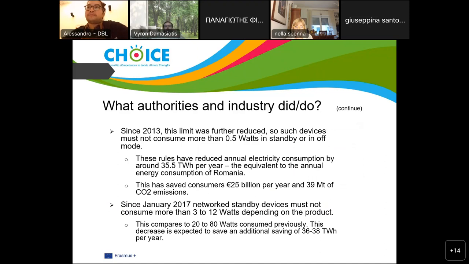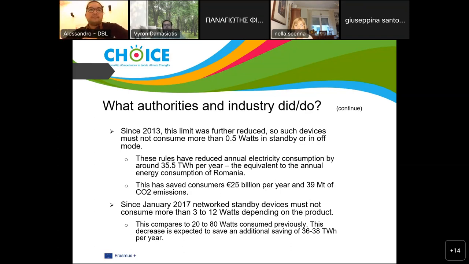Since 2013, the limit was further reduced, so such devices must not consume more than 0.5 watts instead of 1 watt in standby or off mode. These rules have reduced annual electricity consumption by around 35.5 terawatt hours per year, the equivalent of the annual energy consumption of Romania. And this has saved consumers 25 billion euros per year and 39 megatons of CO2 emissions.